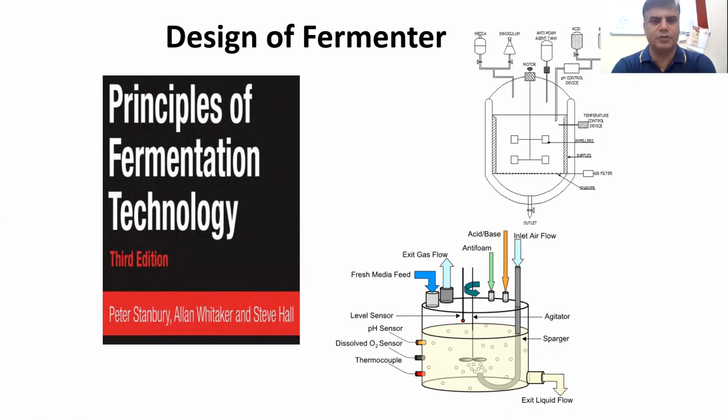This time we are going to discuss the design of the fermenter. So, design of fermenter: basically, a fermenter requires lots of sensors and contamination-free aseptic conditions. If you see the figure, they require acid-base control, anti-foam control, exit gas flow, fresh media feed, level sensor, pH sensor, dissolved O2 sensor, agitator, sparger, exit level. So lots of sensors, lots of control points, inputs and outputs are required in the fermenters.